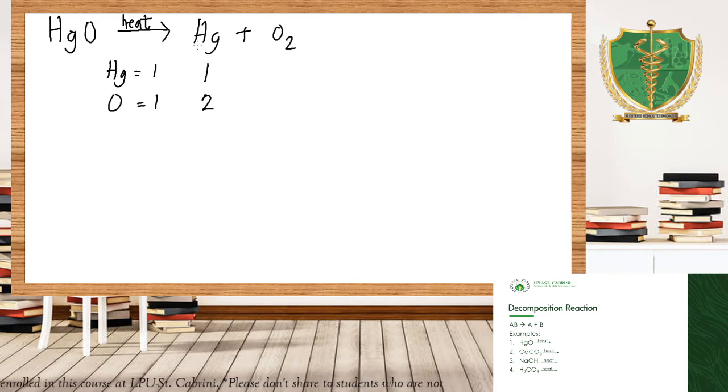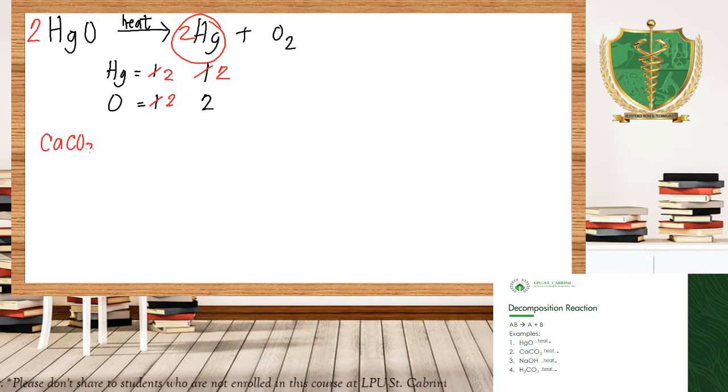If you are going to add a coefficient, saan po tayo mas mapapadali? Okay? We have here 2. O bakit 2, sir, ang dinagdag mo? Kasi ibabalance natin ang oxygen. Naging 2 ang oxygen. Naging 2 ang mercury. So dito, gagalawin natin to. Mag-add tayo ng 2 para we have a balanced equation. Okay? Another example is calcium carbonate.